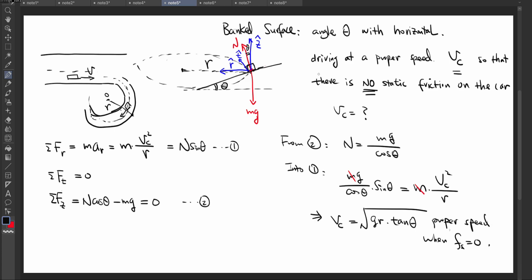Okay, so now we figure out this speed, and it's possible. So if you're driving right at this speed, you'll feel most comfortable. That's the most comfortable speed for passengers. And the reason for that is because there's no tendency for the passenger to slide either left or right, right? Because there's no tendency to slide, no static friction. So that's why it's the most comfortable speed.